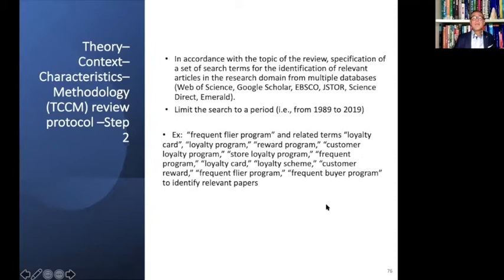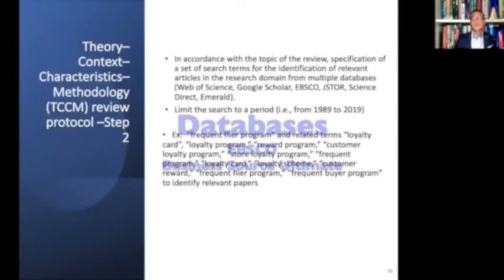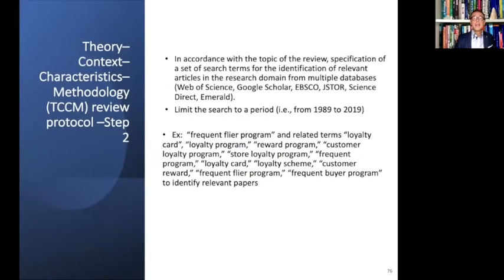The second step, in accordance with the topic of the review, is the specification of the set of search terms. The identification of relevant articles in the research domain has to be done from multiple databases, for example, Web of Science, Google Scholar, EBSCO, JSTOR, Science Direct, Emerald.